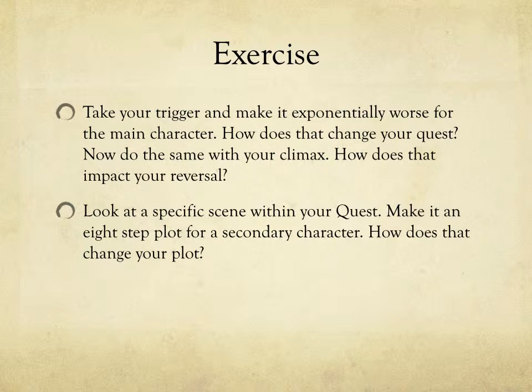We don't necessarily need to see all of their 8 steps in the story, but 1 or 2 of those steps happening in the story, we can see their trigger happening through the eyes of their friend. Maybe their trigger is part of the quest. That will change your story, and that will add some complexity to your secondary characters. So just some things to think about as you're writing.